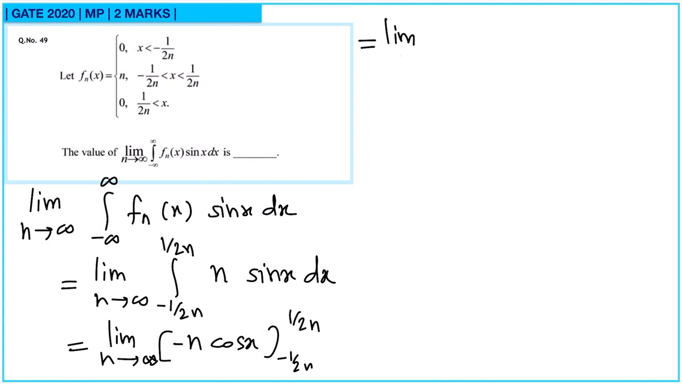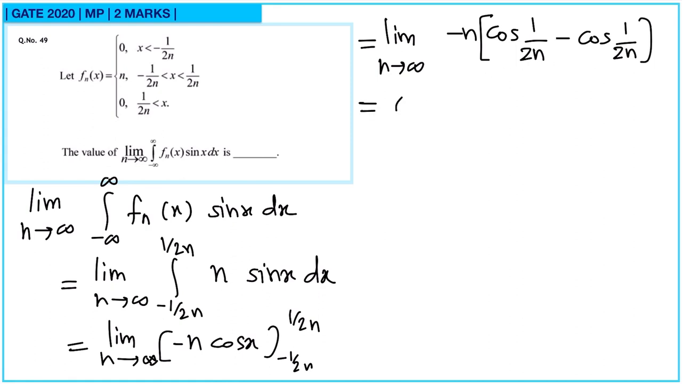So this is equal to limit n tending to infinity, then minus n cos of 1 by 2n minus cos of minus of 1 by 2n, but it will be cos of 1 by 2n only because cos of minus theta is cos theta, so this will be 0. So the answer is 0, and the answer given in the answer key is 0 to 0.